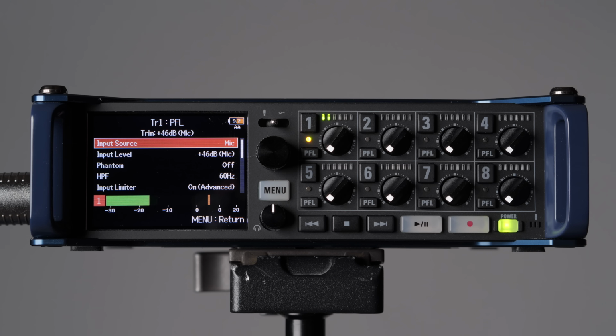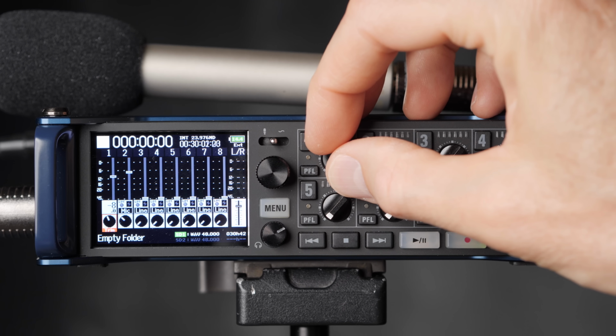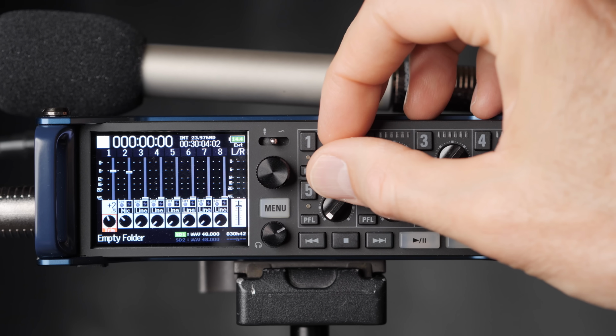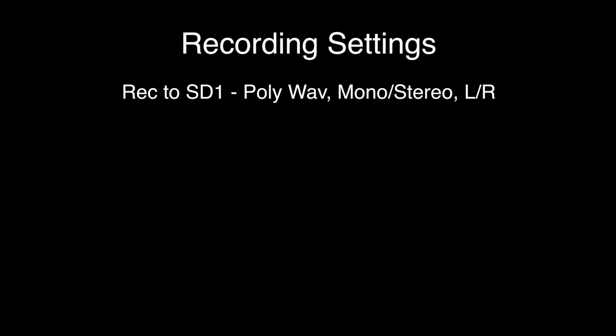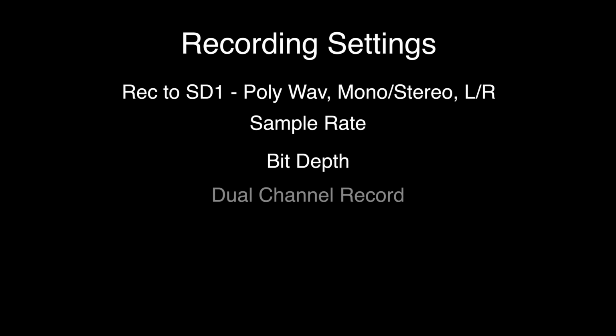First of all, we'll cover the fundamentals of recording sound, like where should I set my gain or my input level? And then we can also talk about the same thing for sound effects and Foley. Of course, we'll cover the basic settings such as trim, phantom power, high-pass filters, limiters, faders, pan, phase invert, and more. We'll cover recording settings such as what to record to each SD card, whether that be a poly or a left and right mix or both. Talk about sample rate, bit depth, and dual channel recording.